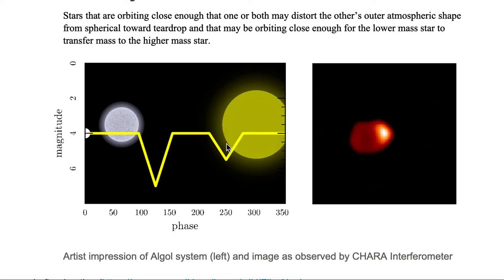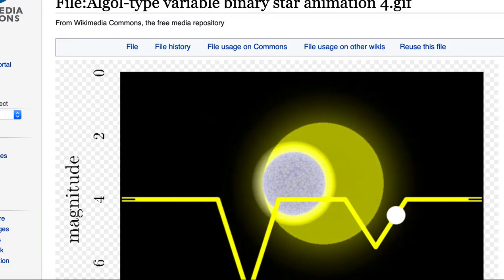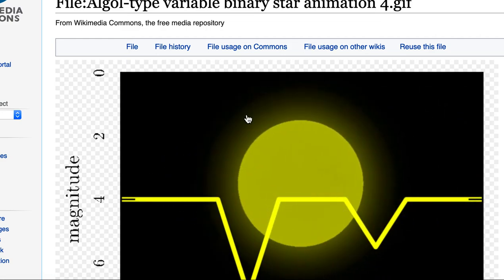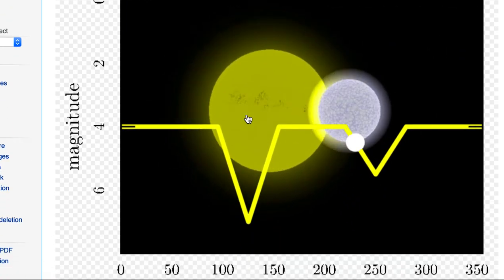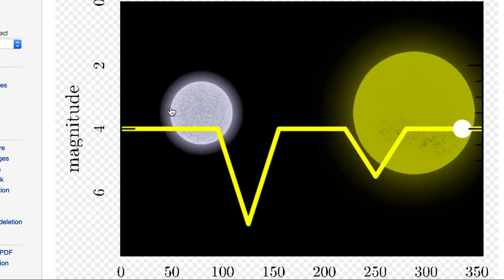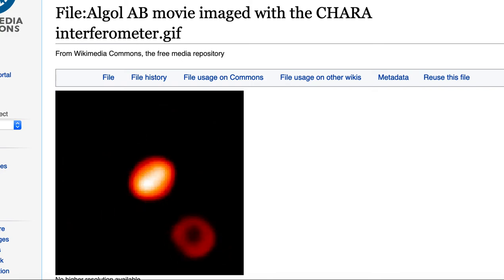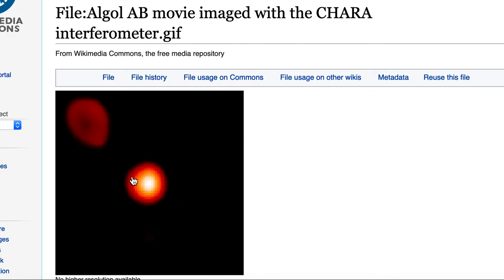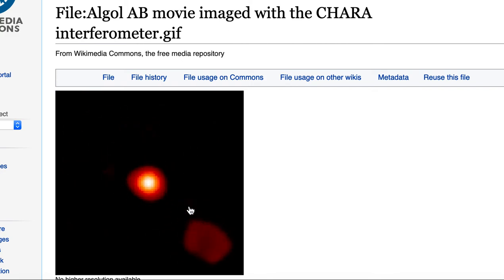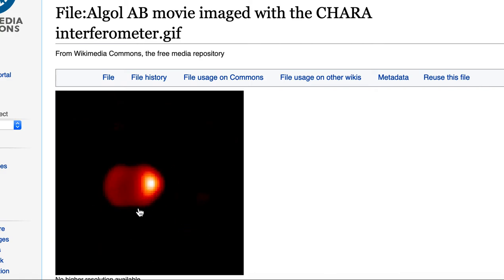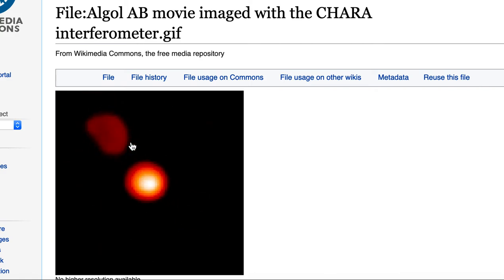Let's start with the observations of the artist impression. So here we have an Algol type binary star system, and as you can see, the artist drew the stars as spherical. But if you take a look at the actual orbits of the two stars, this is the primary, and the secondary looks to be orbiting around the primary in this eclipsing system. Notice that the secondary is not spherical.